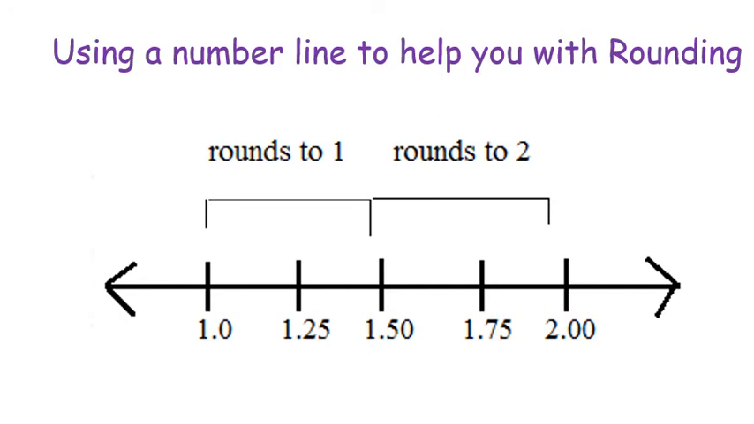So we can use a number line to help us with rounding, especially when we want to round a decimal number to the nearest whole number. If we were looking specifically at 1.5, we know that because we have a 5 right in the middle, we round up to the nearest whole number, which would be 2. But if we had anything lower than 1.5, so 1.25, 1.1, we're going to round to the whole number 1. So it's either going to stay the same, so 1.4 would round to 1, or it's going to round up if it's 5 or above.